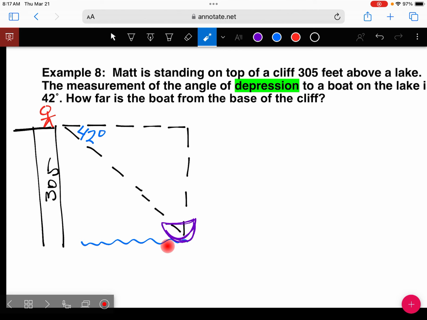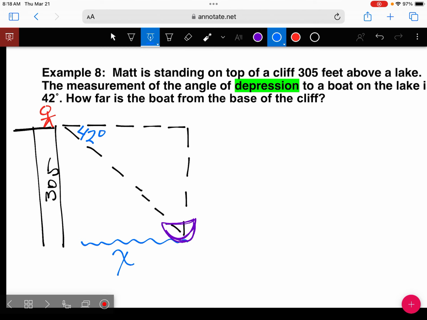So where do you think I'm going to put that X? Does it go here? Does it go here? Where would I put it? On the bottom or on the hypotenuse? On the bottom, right? Base is the bottom. So we have our X here.